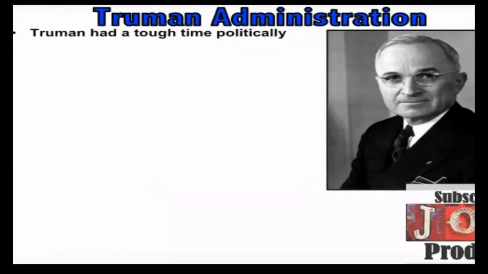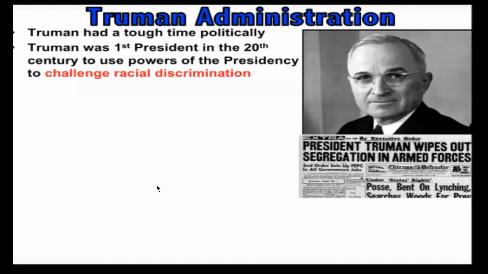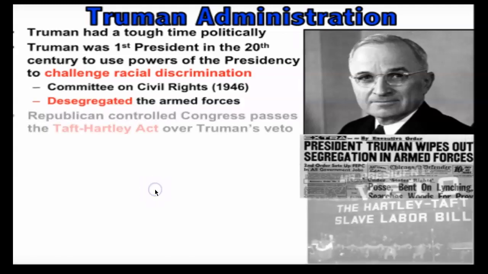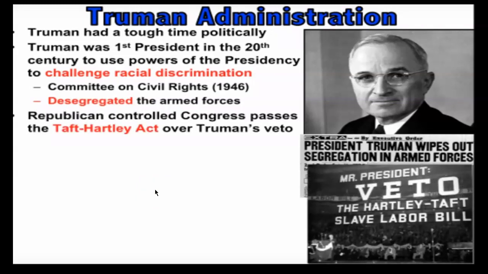President Truman is in office. So Truman actually had a very tough time politically. He was the first president of the 20th century to use presidential powers to actually challenge racial discrimination. He attempted to get civil rights legislation through Congress unsuccessfully, but he did establish the Committee on Civil Rights in 1946. And he was the president by which the armed forces were ultimately desegregated by 1947.